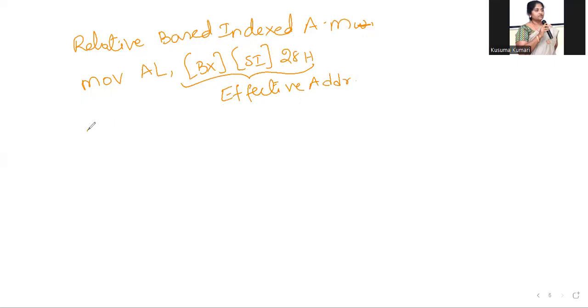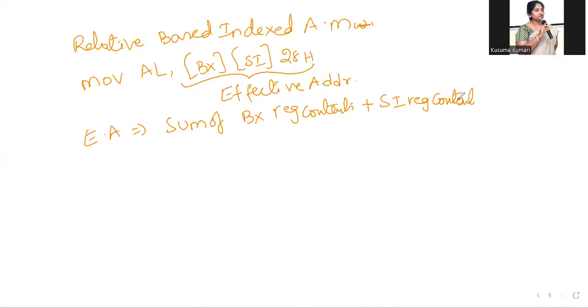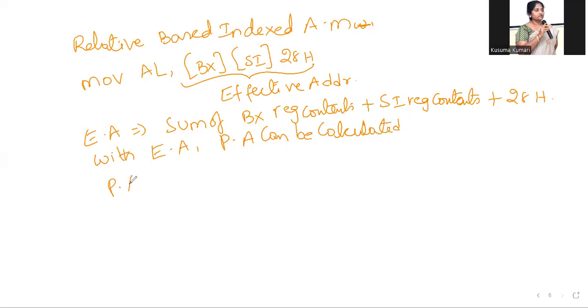That means the effective address can be calculated as the sum of BX register contents plus SI register contents plus 28 hexa. With this effective address, physical address can be calculated, and with the physical address, memory location is identified.